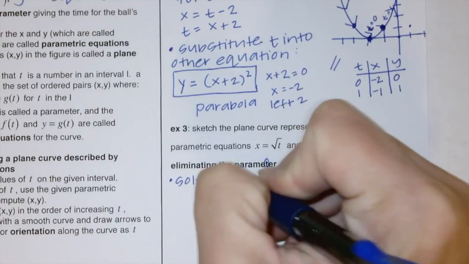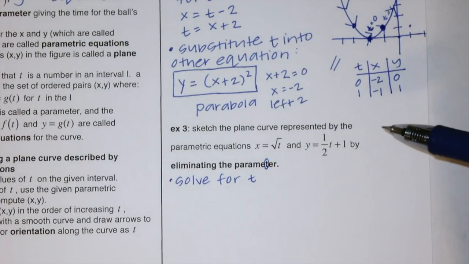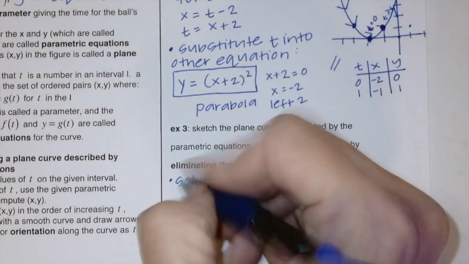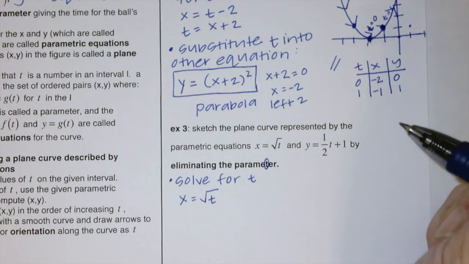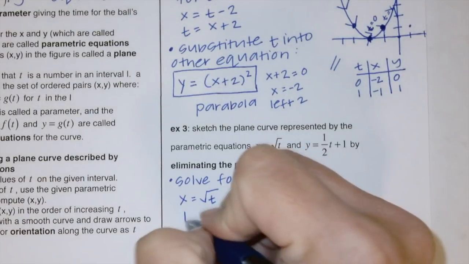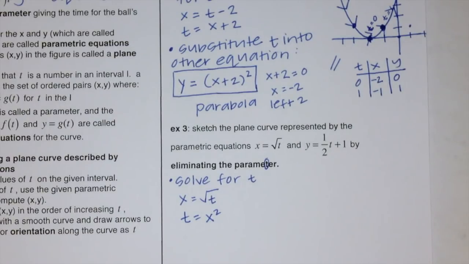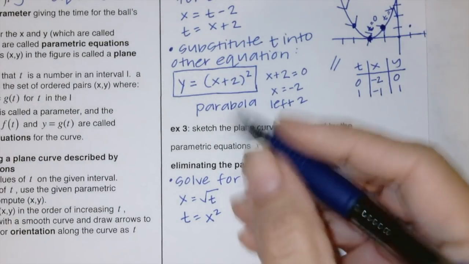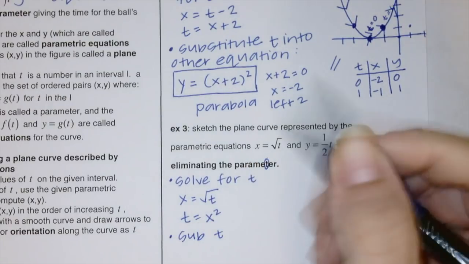So which one do I want to solve for t in this case? You could pick this one, but then you got to multiply everything by 2, or you can pick this one. It's up to you. I'm going to pick x equals the square root of t. So then I get t equals x squared because I have to square both sides. Alrighty, and then the next thing I have to do is substitute t into the other equation.